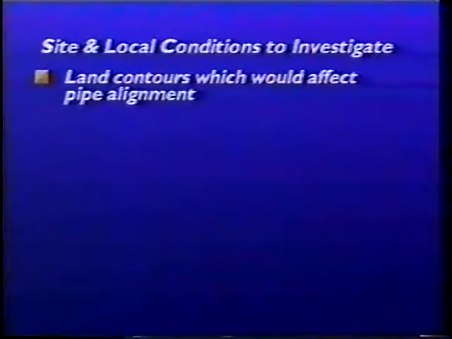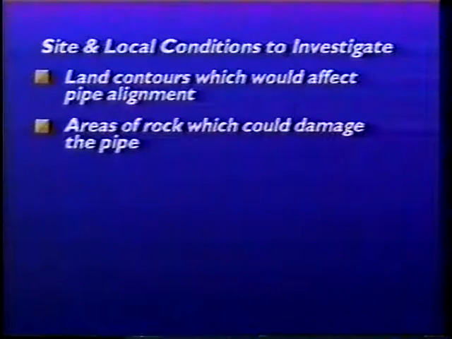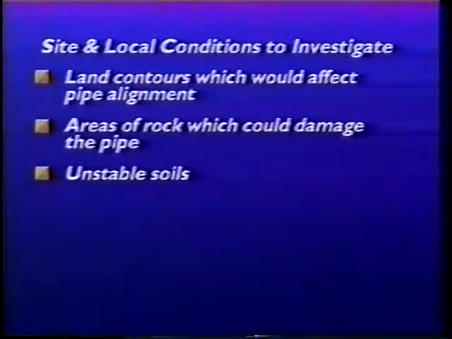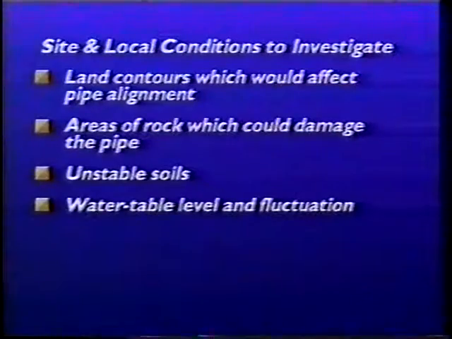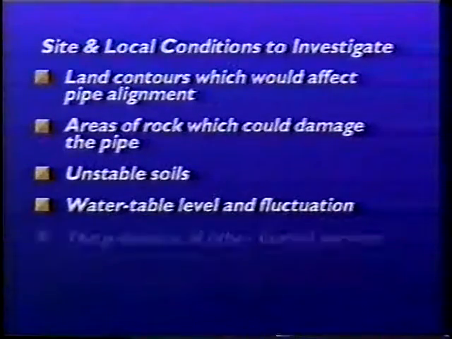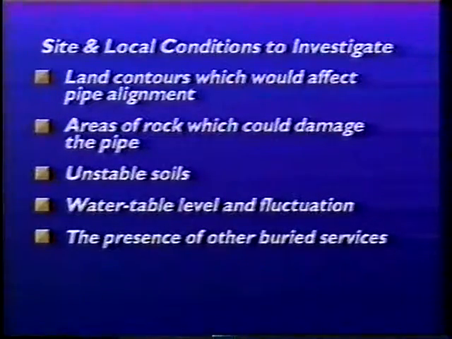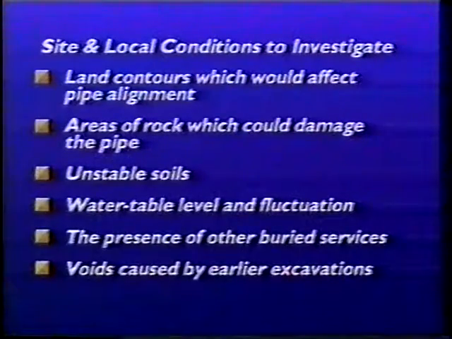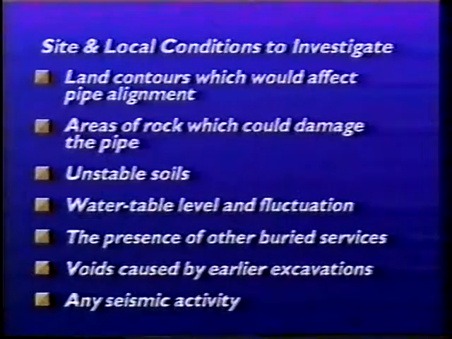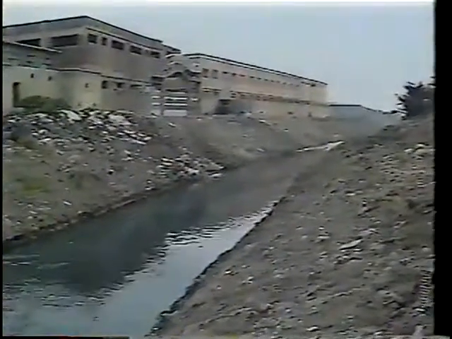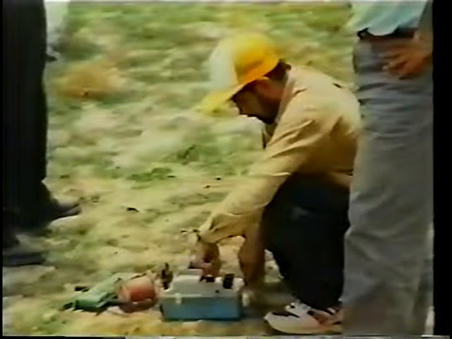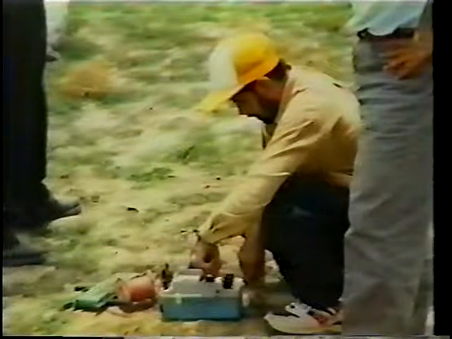These might include land contours, which would affect pipe alignment, areas of rock which could damage the pipe, unstable soils, water table level and fluctuation, the presence of other buried services, voids caused by earlier excavations, and any seismic activity. Research of past, present, and planned use of the land may indicate contaminants in the soil that might affect pipe durability. A simple resistivity test will reveal the presence of chloride or acid concentrations.